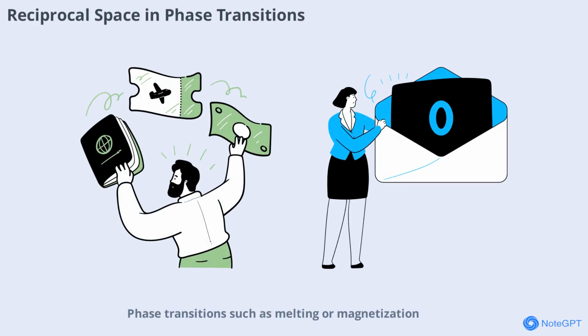Phase transitions, such as melting or magnetization, often involve changes in crystal structure. Reciprocal space analysis allows scientists to track these changes in real time, revealing the mechanisms behind phase transitions. This knowledge is essential for developing new materials and for understanding fundamental physical processes.